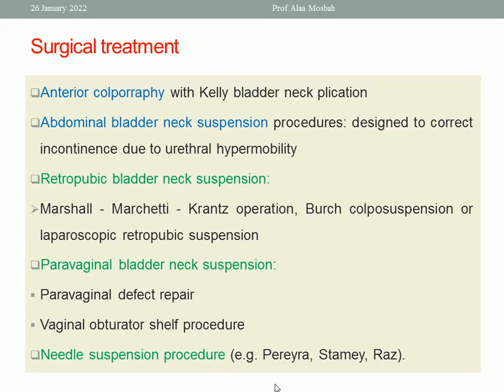What about surgical treatment? If we have pelvic organ prolapse, like cystocele, we can do anterior colporrhaphy with Kelly bladder neck plication or Kennedy suture, or we can do abdominal bladder neck suspension like retropubic bladder neck suspension as in Marshall-Marchetti-Krantz operation, or Burch colposuspension, or laparoscopic retropubic suspension, or we can do paravaginal bladder neck suspension and paravaginal defect repair, vaginal obturator shelf procedure, or use needle suspension procedures.